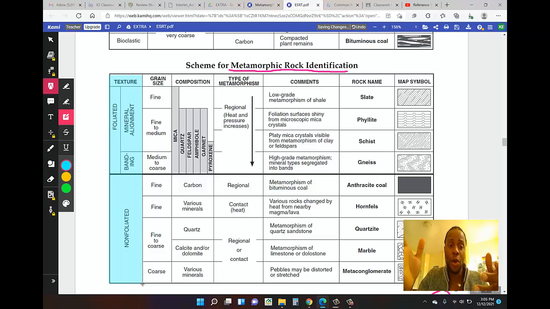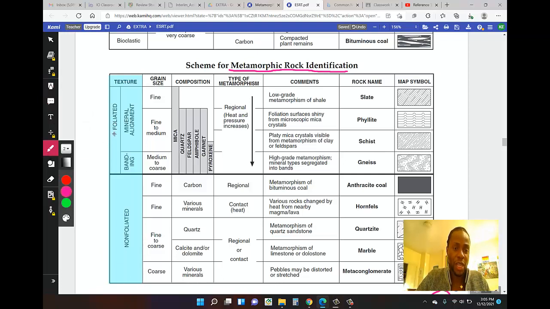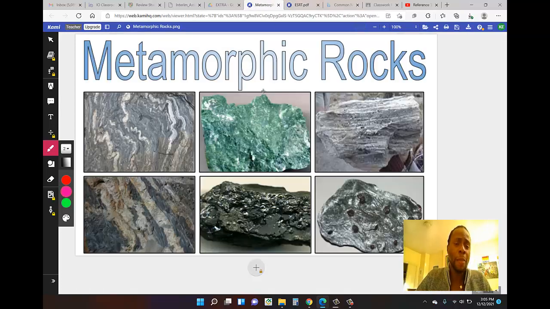Now, all metamorphic rock can be grouped into two different textures. One is the foliated texture and the other is the non-foliated texture. The foliated texture can also be subdivided into mineral alignment and banding. All right, just to give you a pictorial view of what those vocab words mean.